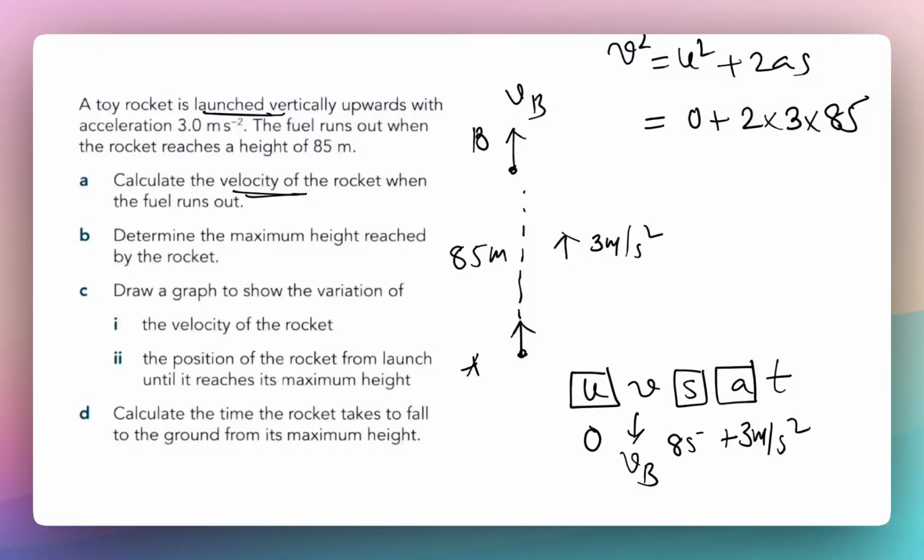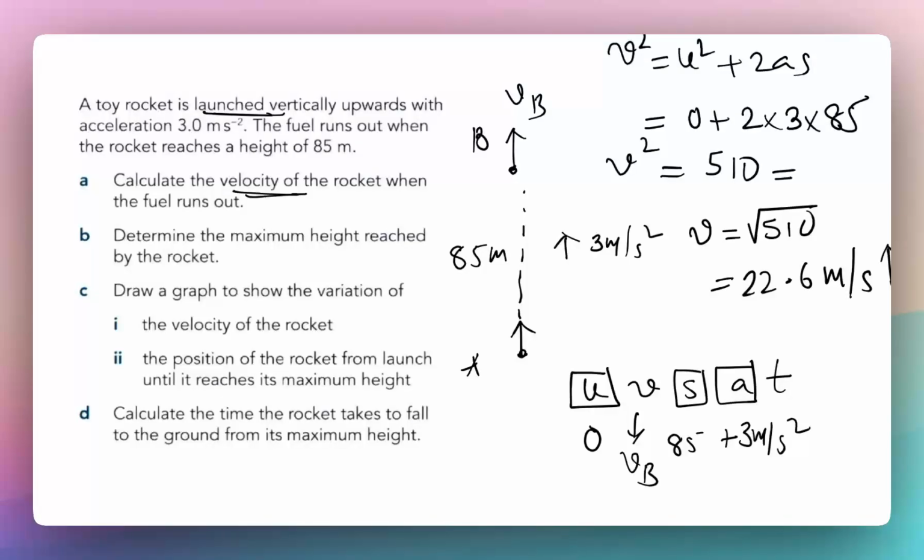So let's calculate how much it is. It is 2 into 3 into 85. That's 510, so 510 is V square. So V is going to be root under 510. We find the root of 510, and that is going to be 22.6 meters per second upwards. This is going to be our answer for this one: 22.6 meters per second upward.